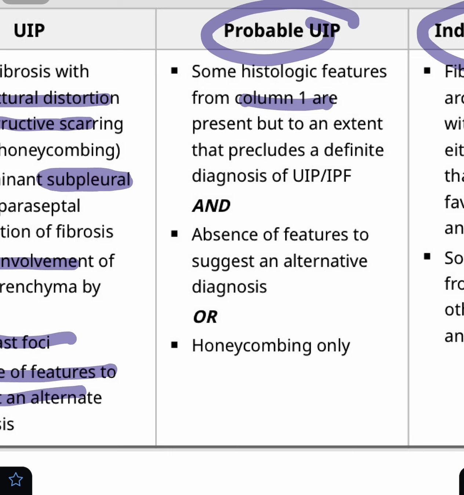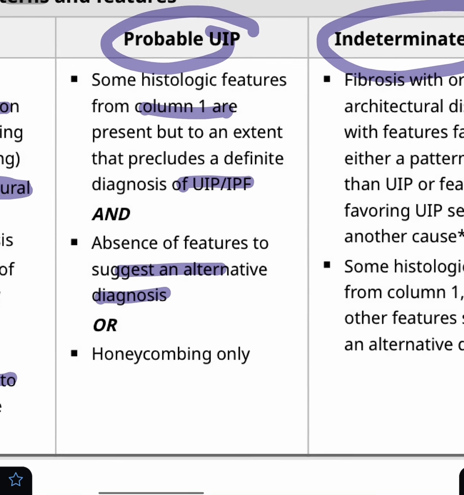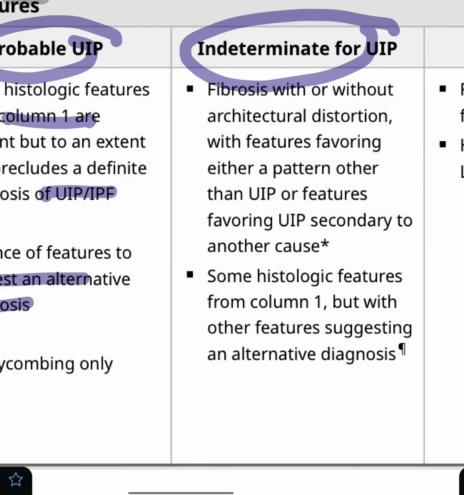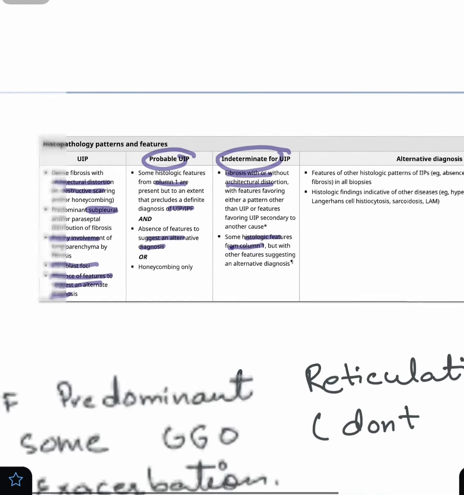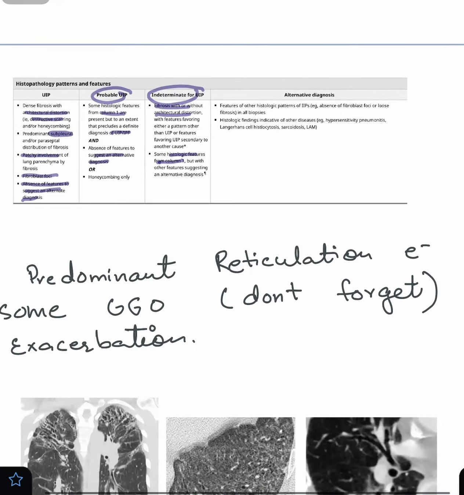but to an extent that precludes a definitive diagnosis of UIP or IPF, it could be a probable UIP, or absence of features to suggest an alternative diagnosis, or honeycombing only. Other than that, it could be indeterminate for UIP. Fibrosis could be there with or without architectural distortion, but some other features are also present, and if it's other than that, it's an alternative diagnosis.